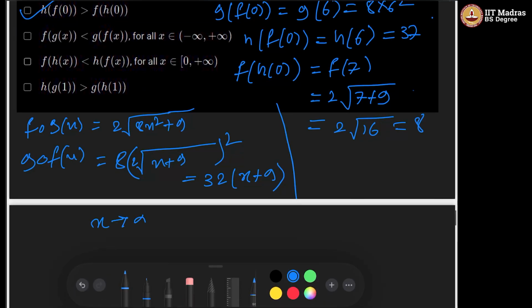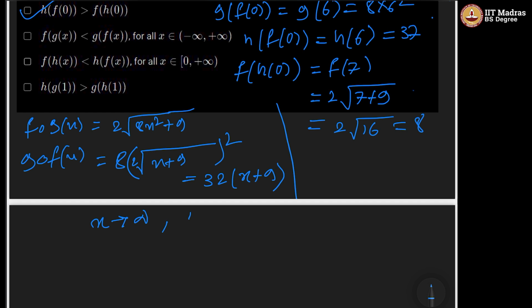So we can see that when x goes to infinity, then f compose g is going to infinity, right? Because x goes to infinity means x square goes to infinity. So 8x square plus 9 goes to infinity, and hence f compose g goes to infinity. But if x goes to minus infinity, then x plus 9 goes to minus infinity. So f compose g goes to minus infinity. So clearly this is smaller than this function, right? So this option is incorrect.